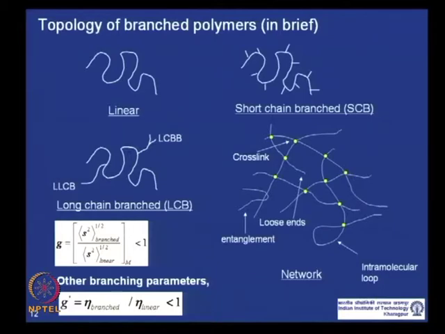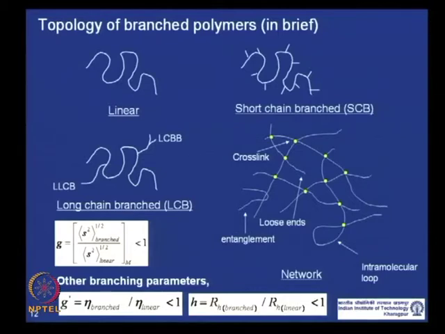Other branching parameters you can also define are the intrinsic viscosity of the branched divided by the linear, we will have more discussion on that, or the hydrodynamic radius of the branched divided by the linear ones. Basically, if the molecular weights are the same, because branches are present, the polymer chain will be much more compact. So the hydrodynamic radius, the radius of gyration or the viscosity will be lower compared to a linear polymer chain having the same molecular weight. If you get these properties like viscosity or radius of gyration for these two, then you can find out the extent of branching in a polymer.